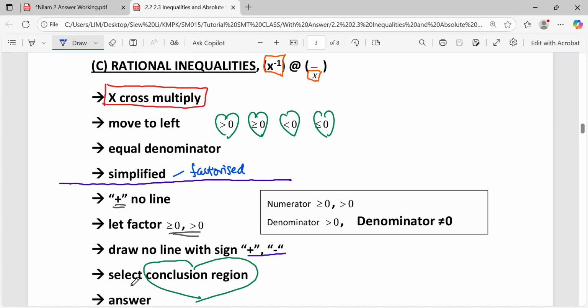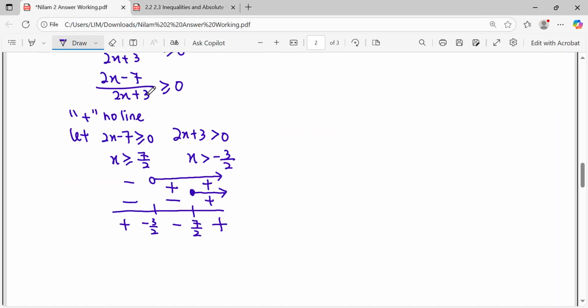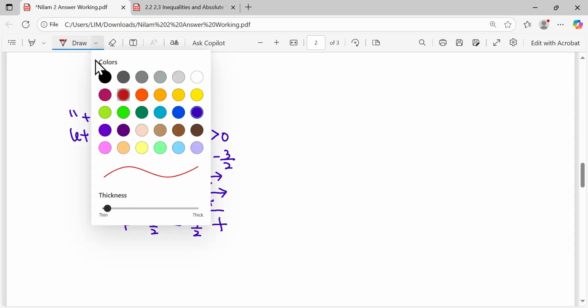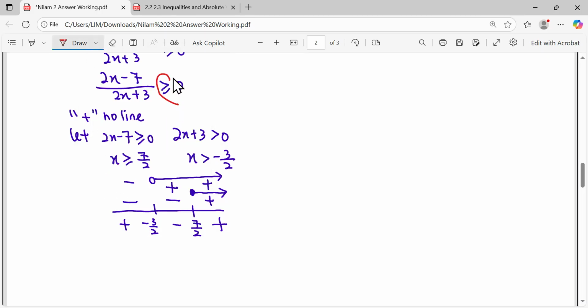And how are we going to select the answer? Look back to your fraction here. Fraction here means your numerator and your denominator combine back together here. So it might be more than 0, which means it must be positive region. Alright, so numerator and denominator together, when you build up this fraction, it gives you positive region only in this interval.